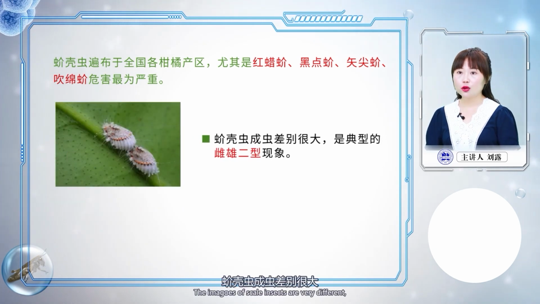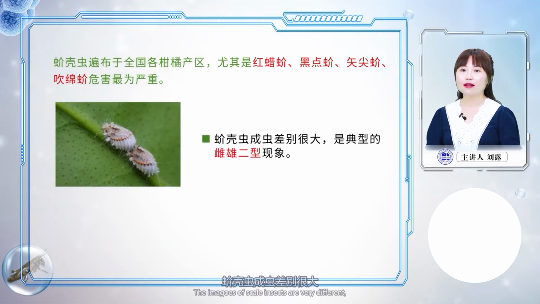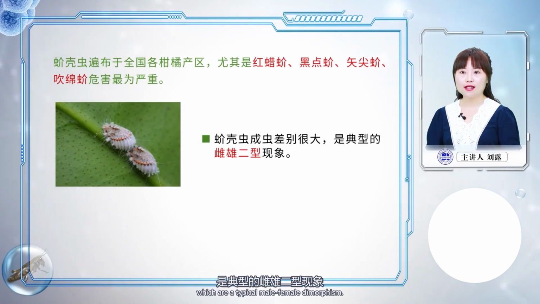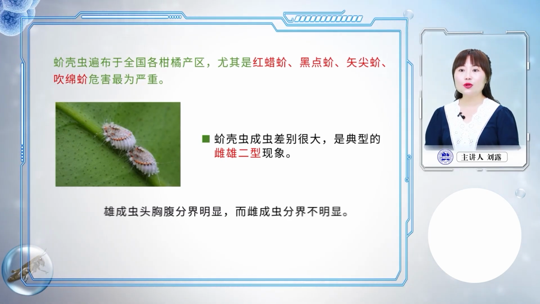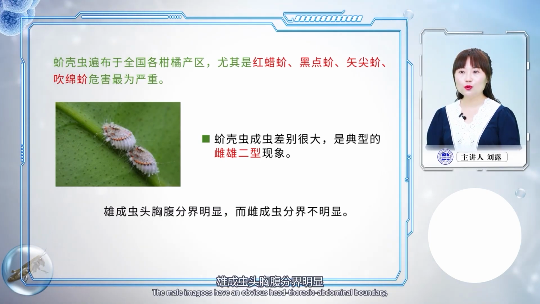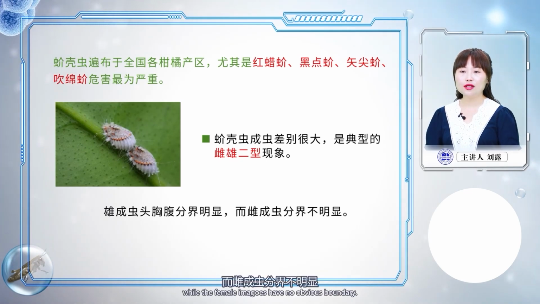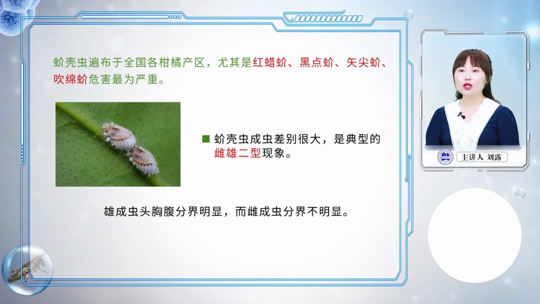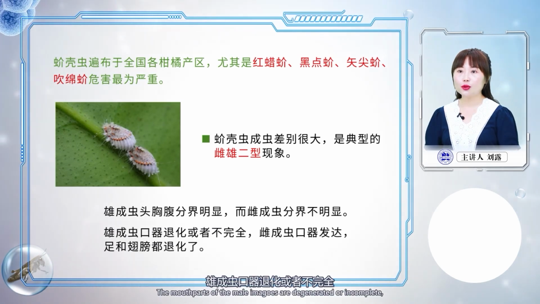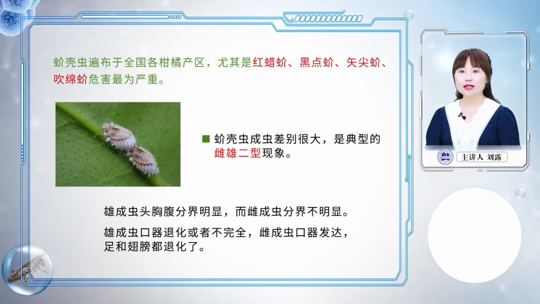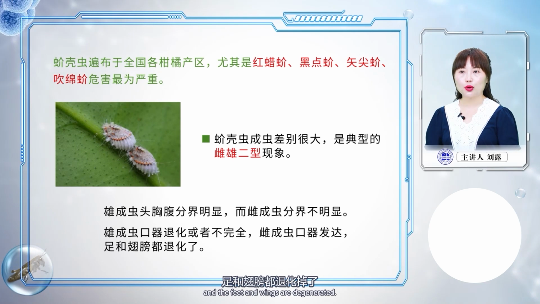The imagos of scale insects are very different, which are a typical male-female dimorphism. The male imagos have an obvious head-thoracic abdominal boundary, while the female imagos have no obvious boundary. The mouth parts of the male imagos are degenerated or incomplete. The mouth parts of the female imagos are developed, and the feet and wings are degenerated.